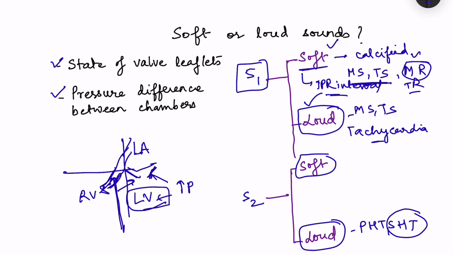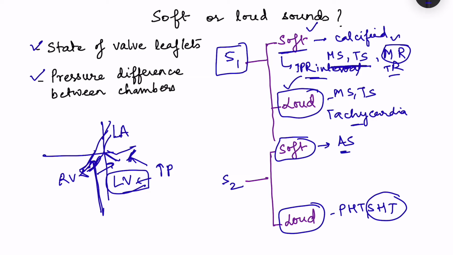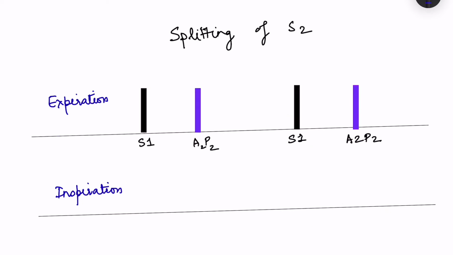Soft S2 occurs in aortic stenosis, because in aortic stenosis the aortic valves are immobile. So that was about the soft or loud sounds. Simply, you have to remember the state of the valve leaflets and the pressure difference between the chambers. The more the pressure difference, the louder the sounds will be. Moving on to the next concept, splitting of the second heart sound.